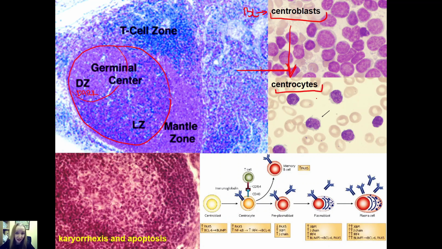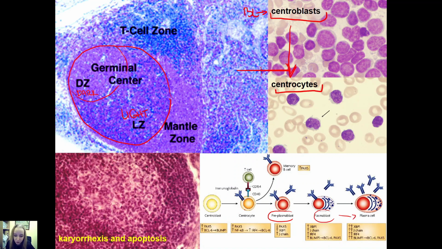Centrocytes are darker cells, and they do not proliferate. They are located in a germinal center in a zone called the light zone over here. And they will eventually differentiate. Not all of them. Some of them will die, of course, once again, but some of them will differentiate into plasmablasts. And plasmablasts will differentiate into plasma cells producing antibodies.